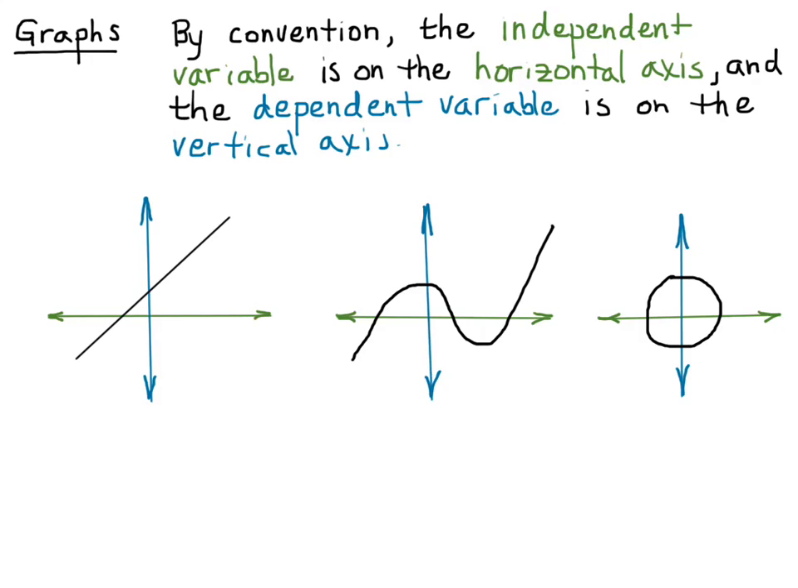Another way of saying that is, what's the value of x? Well, choose it. What's the value of y? Well, it depends on x. So we don't necessarily choose y in the sense that it's independent. We choose our input value and it gives us an output value. So here we have three graphs, and now which one is a function and which one is not?